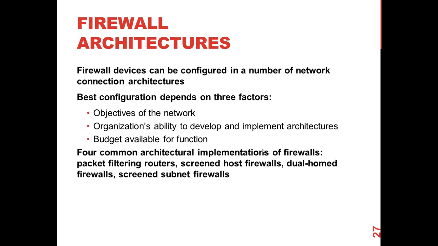The objective of the network, the organization's ability to develop and implement the architecture, and obviously the budget available for the function, because these things have to be managed. There are literally hundreds of different variations of network architecture, but the four common architectural implementations of firewalls are packet filtering routers, screened host firewalls, dual homed firewalls, and then screened subnets.